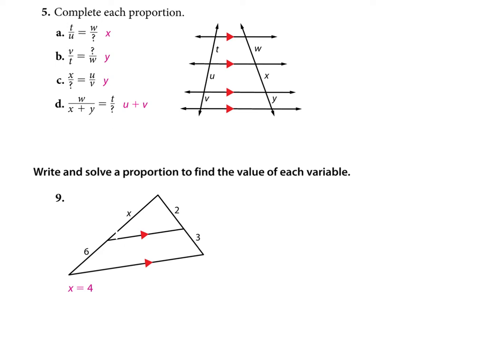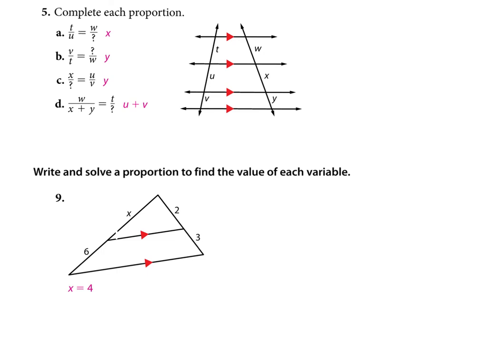For c, we have x in the numerator and u in the numerator, and then they have v in the denominator under u, so that means that y would be in the denominator under x. And then for this, they have w in the numerator and t in the numerator, and then they have x plus y in the denominator, so that would be u plus v in the denominator.